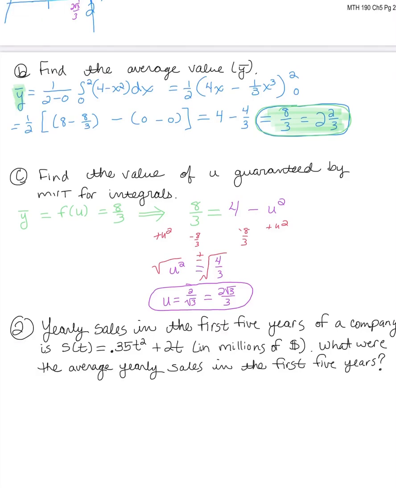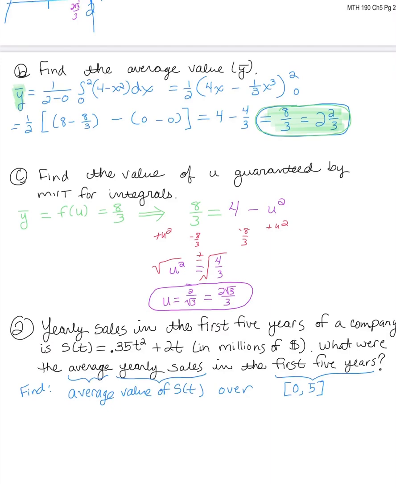So we want to recognize in some of these application problems when we're being asked for the average value. Here, we are trying to find the average yearly sales, so it's the average value of this S of t function. That means we need an interval, and if it's over the first 5 years, it's the interval from 0 to 5. So we are doing exactly what we did right up above in part B.